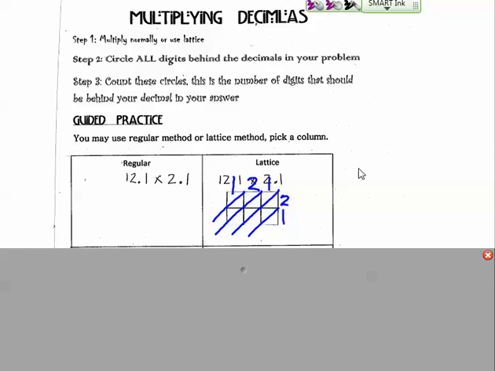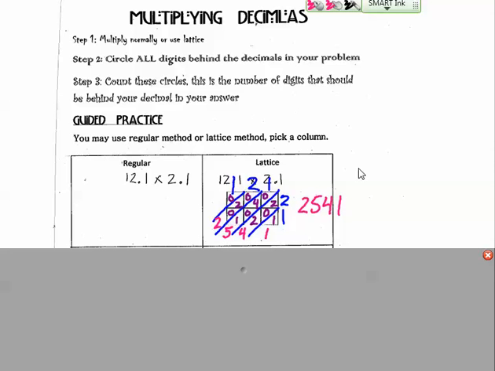Alright, so now let's go ahead and just solve this problem. 1 times 2 is 2, so I put 0, 2. 2 times 2 is 4, 0, 4. 1 times 2 is 2, 0, 2. So let's go to the next one. 1 times 1 is 1, 0, 1. 2 times 1 is 2, 0, 2. 1 times 1 is 1, 0, 1. And then remember we add up all our diagonals. So we get a 1, a 4, this is a 5, and a 2. So the digits I have are 2, 5, 4, 1.